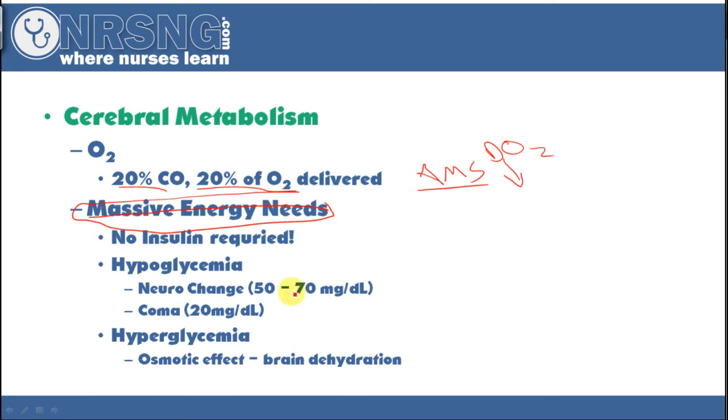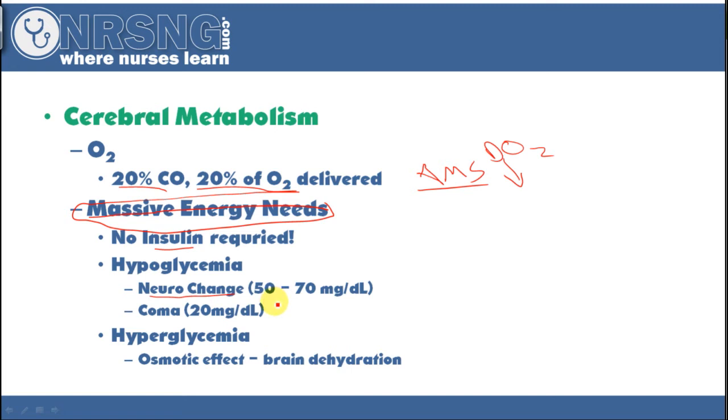And then the brain, of course, also has a tremendous energy need. So there's a massive energy need in the brain. Now, the brain actually does not need insulin to use glucose, but it does require a significant amount of glucose in order to be able to function. Now, hypoglycemia, of course, is associated with neurological change. The brain needs glucose, and it uses glucose.